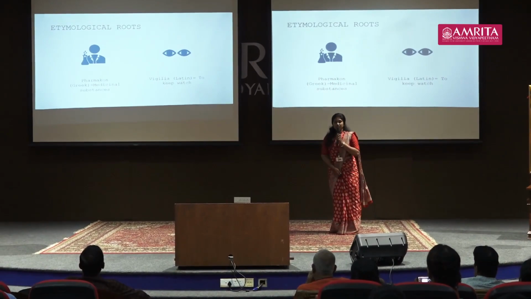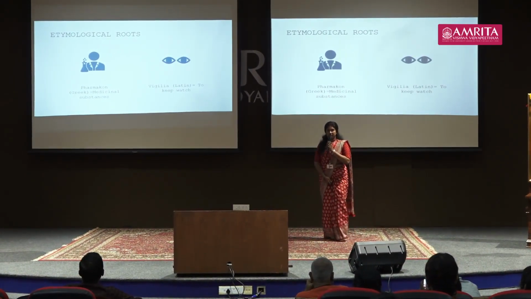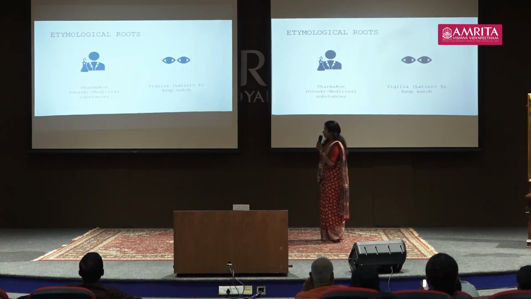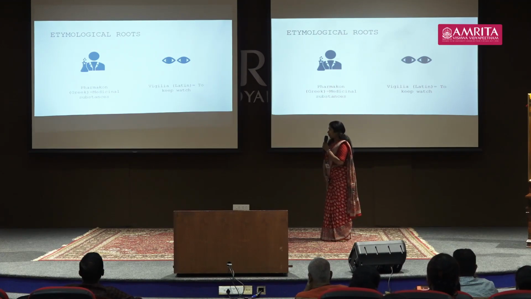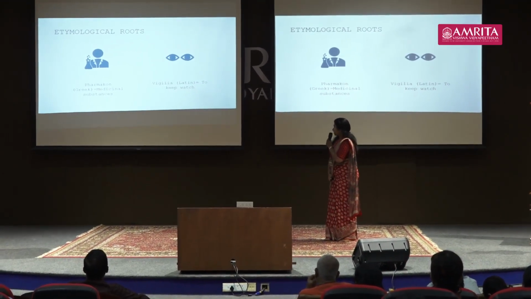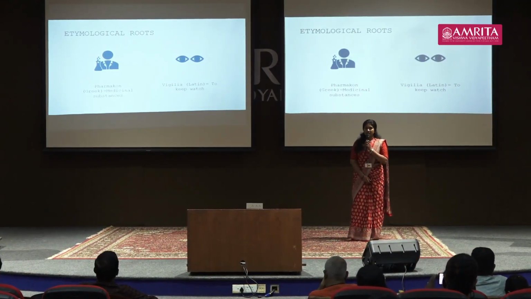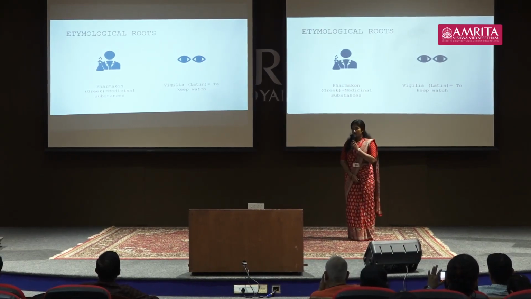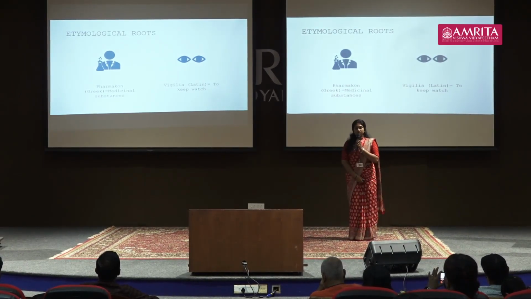So let's see the etymological roots of the term pharmacovigilance. Pharmacovigilance is a term which is coined from two terms: pharmakon, which is a Greek word, known as medicinal substance, and vigilia, which is a Latin term, to keep watch. So from this, we can understand the word meaning of pharmacovigilance, that is to keep watch on medicinal substance or to observe the medicinal substance.